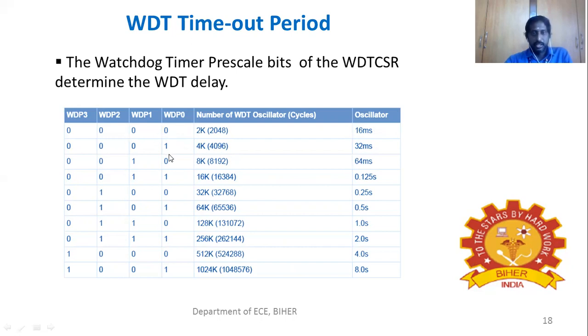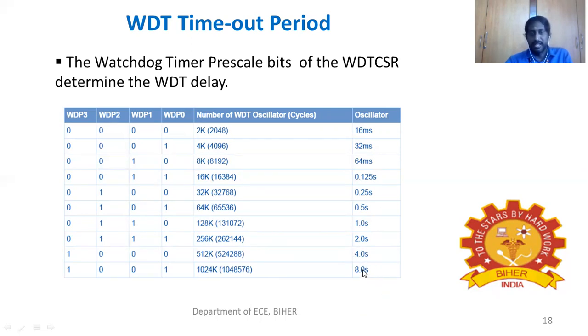Similarly, we enable the first one, and this is 4K, so 4 into 1024, 4096, and the time period is 32 milliseconds. And then 8K means we enable this, 8 into 1024, 8192, and then next we enable 0 and 1, and this is 16K, and we can see here this is 0.125 seconds. Then enabling this one, this is 32K, and then this one 64K, 0.5 seconds, and 128K, 128 into 1024, this is 1 second. 256K by enabling the 3, and then 512K, and then 1024K, so it increases up to 8 seconds.